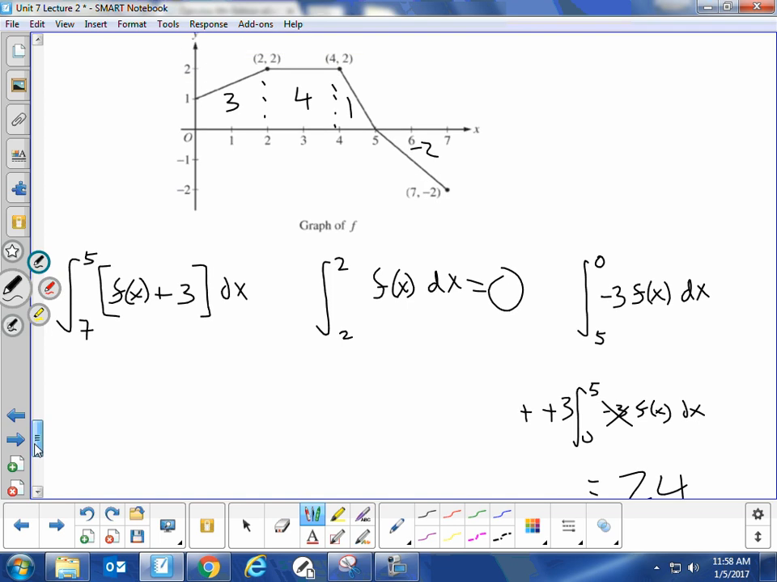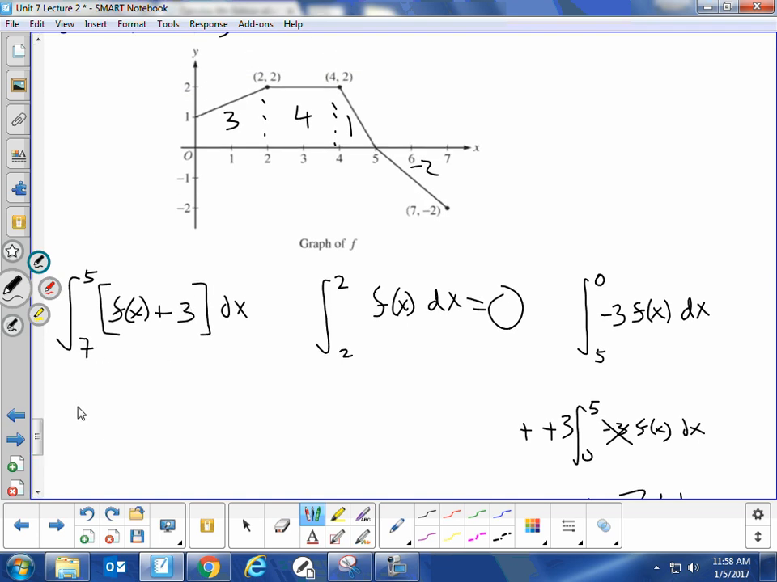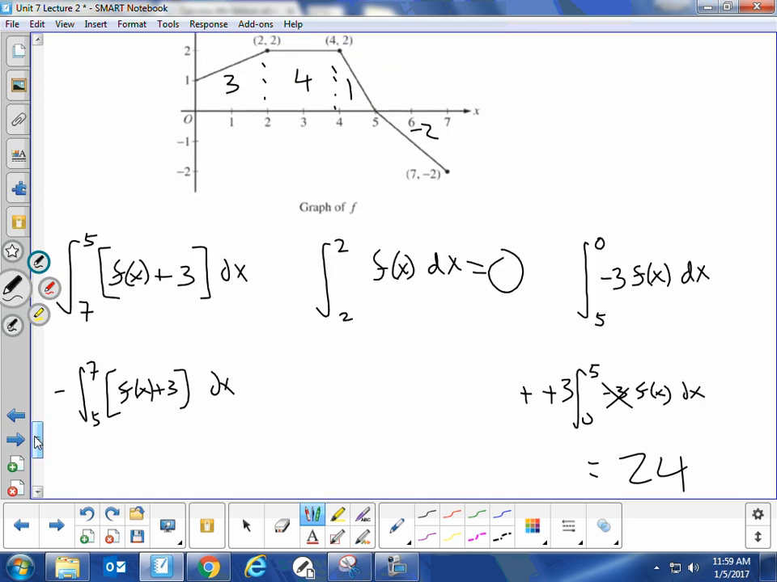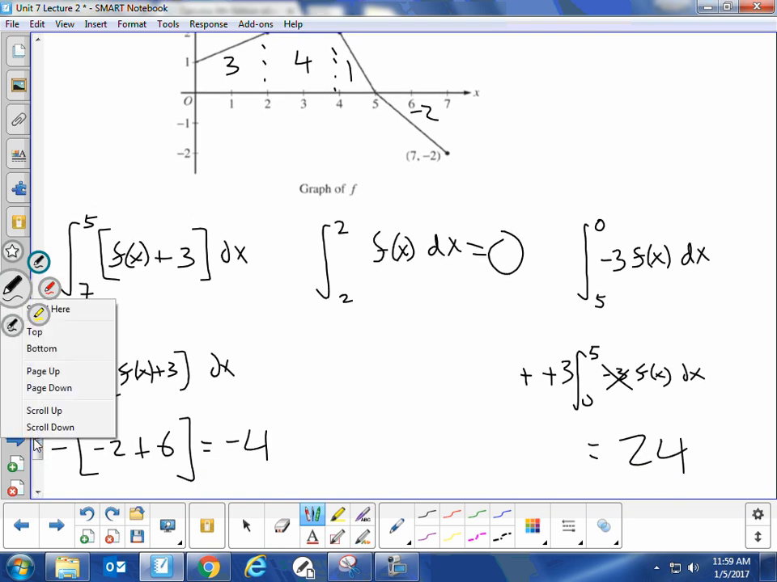And then 5 to 7 of f of x plus 3 would be the same as the opposite of the area from 5 to 7. Sorry, 7 to 5. And then this would be from 5 to 7. Again, I would split this up so that I have the area from 5 to 7, which is -2, plus the area under a straight line, height 3, width 2, that would be 6. So this would be 4, and then I'd take the opposite of it to give me -4. Okay, so I'd get -4, 0, and 24 for those last 3. That's it. Thank you.